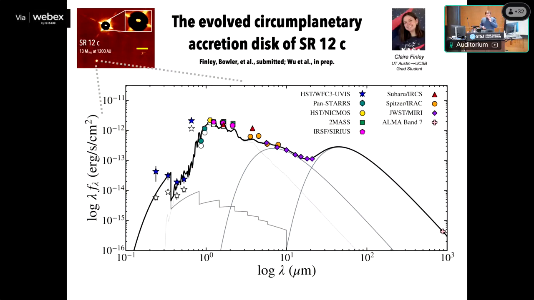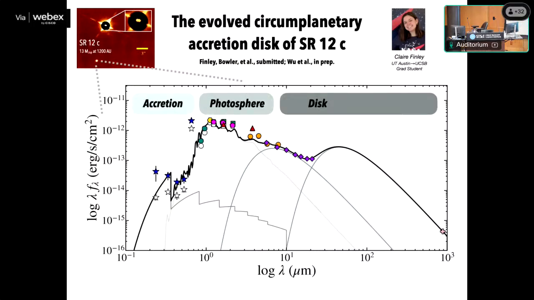And the community has been able to assemble a broad wavelength SED for this planet. In fact, this is the broadest that I know of. It spans 0.2 microns out to 880 microns. So there are 3 regimes. There's an accretion regime at UV wavelengths, photospheric emission in the middle, and then the circumplanetary disk at long wavelengths. So this is a paper that my student Claire Finley just submitted last week.